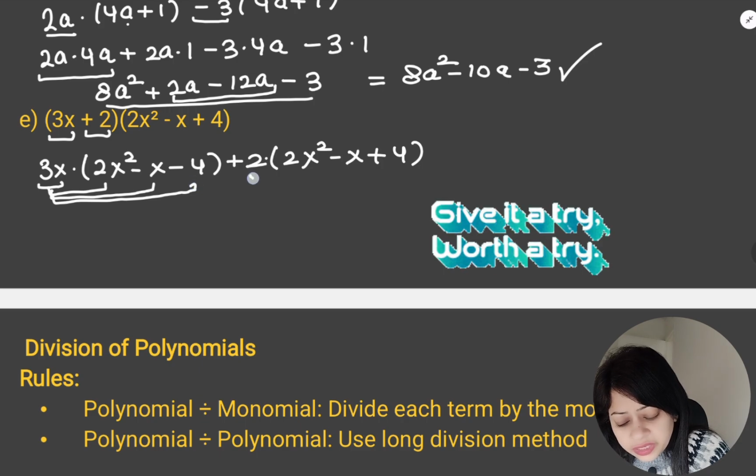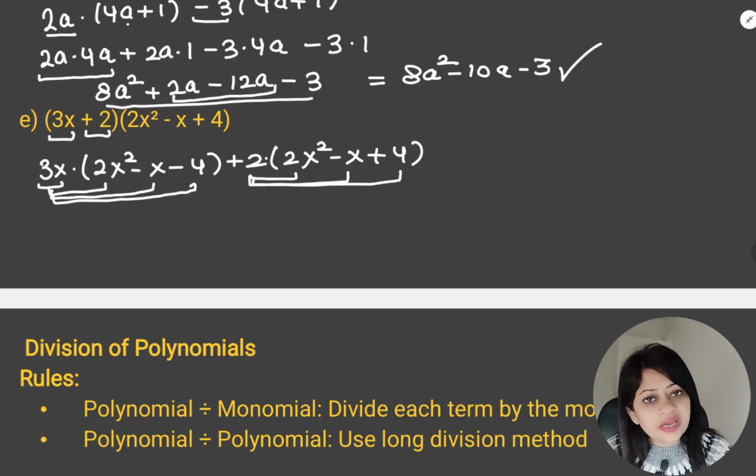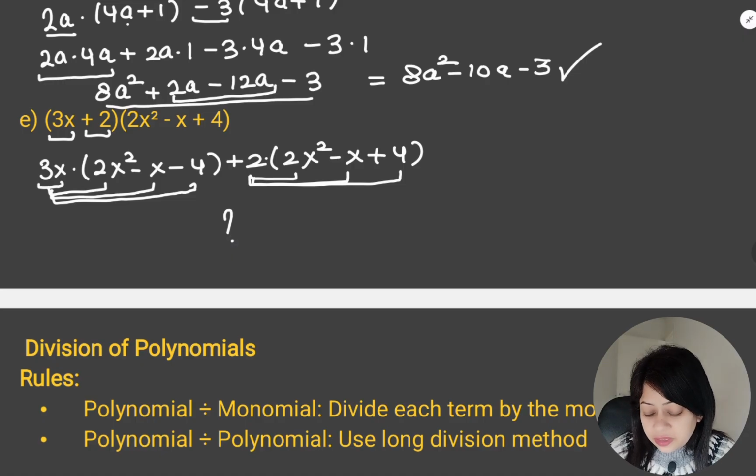Then 2 with this, 2 with x, 2 with 4. And then you simplify again by putting the like terms together, right? I hope you can solve it. Solve it in the comment section and tell me as well, okay? Otherwise, I will solve it, okay?